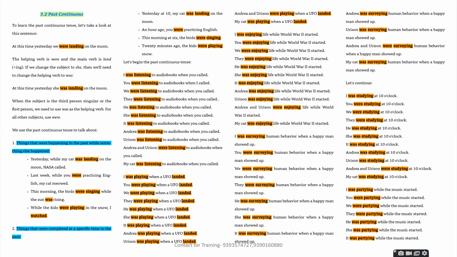When the subject is the third person singular, or the first person, we need to use was as the helping verb. For all other subjects, use were. We use past continuous tense to talk about things that were happening in the past while something else happened. Yesterday, while my cat was landing on the moon, NASA called. Things that were completed at a specific time in the past.